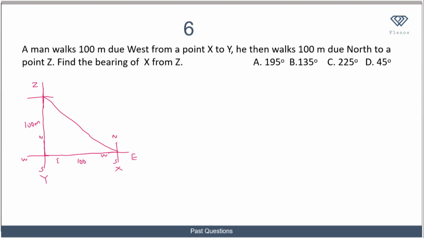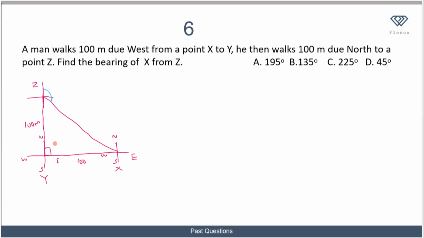So in other words, what I'm being asked for is to find this angle over here. Now, to find this angle over here, I know that this angle over here is 90 degrees, as you can see, because I have a right angle over here. Now, I know that this length that I moved here is 100 meters, and the length here is also 100 meters. So we know that this is an isosceles triangle because we have two sides being equal. Now, if these two sides are equal, it means that the angle here must also be equal.